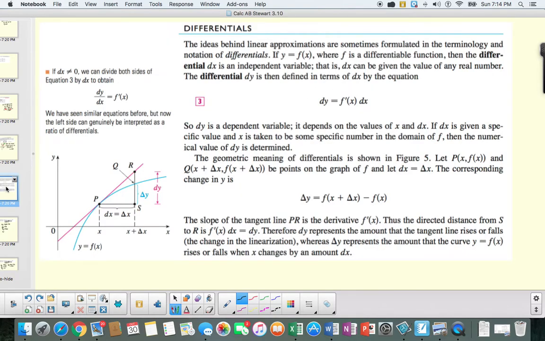All right, let's talk about differentials. Differentials are right here, this picture. This is a differential. It's the change along the tangent line. The change along the curve is actually delta y. It's the true change. This is the change along the tangent line.